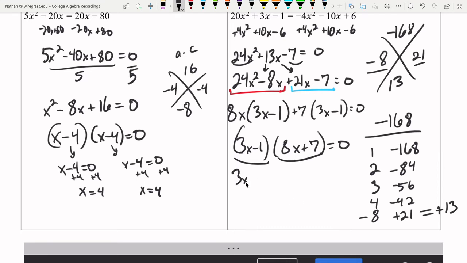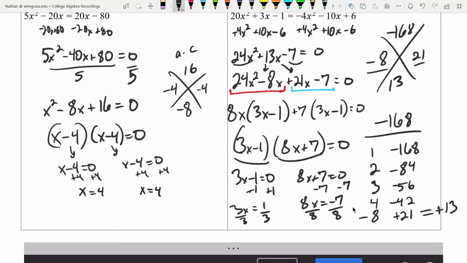So 3x minus 1 equals 0, and 8x plus 7 equals 0. That's the only way you can have 0 from this. So we're going to add 1 to both sides, subtract 7, and divide by 3. Here we get 8x equals negative 7, divide by 8. And we get x equal to 1/3 and x equal to negative 7/8.